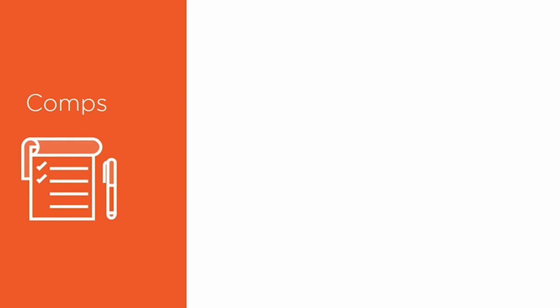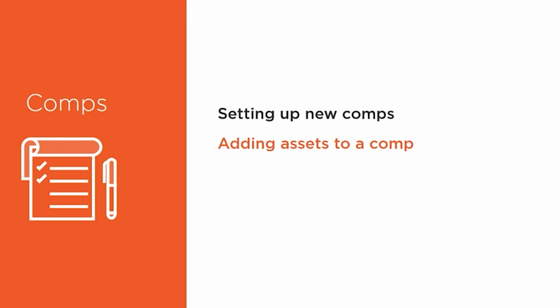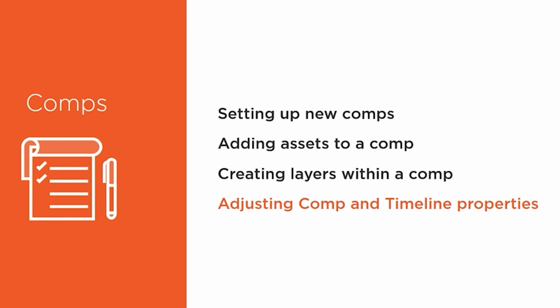comp and timeline panels. I start by showing you how to set up new compositions, or comps as they're called in After Effects, and then I show you how to add assets to a comp, assets like video files and audio files. I go on from there to show you how to create some specialized layers within a comp, like text and shape layers, and I conclude by showing you text and shape layers.